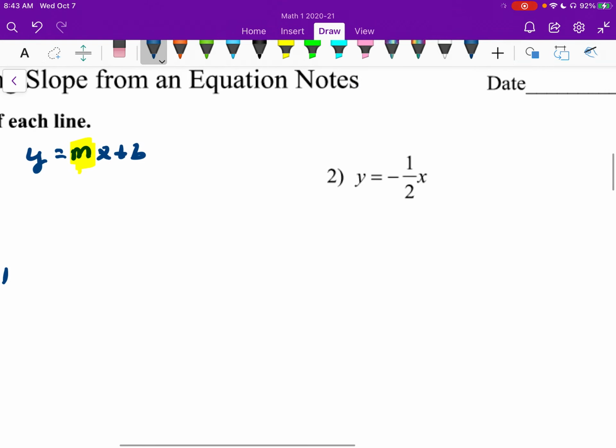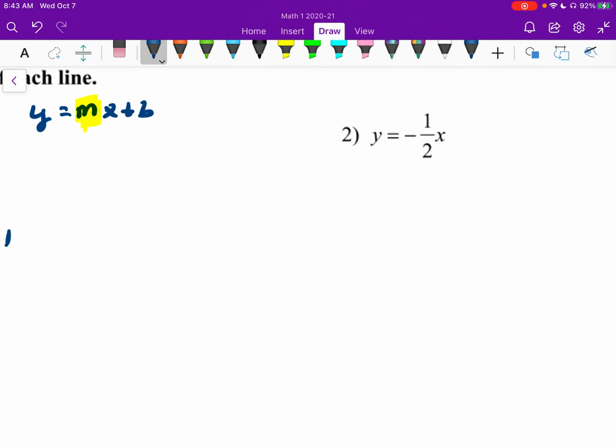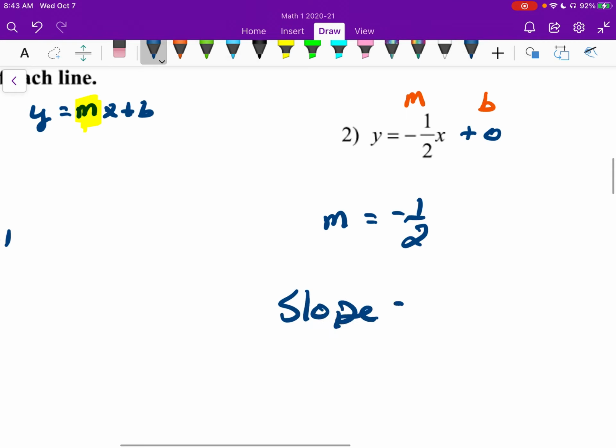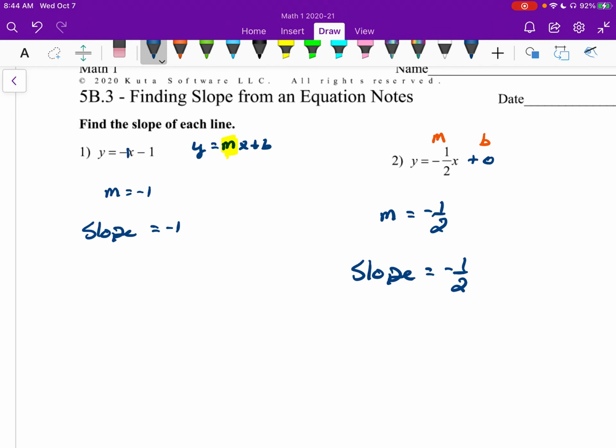Let's look at number 2. Now again, number 2 is also in slope-intercept form because really we only have this negative 1/2 x, but we could say we have plus 0 at the end. So here would be our m and here would be our b. So m is negative 1/2, so our slope is negative 1/2. Right. Very quick, very easy answers. What's going to get a little bit more difficult is if we have to rearrange the equation like what we're going to have to later on.